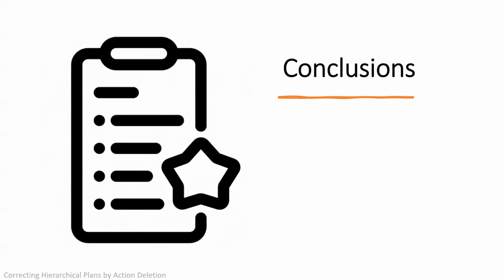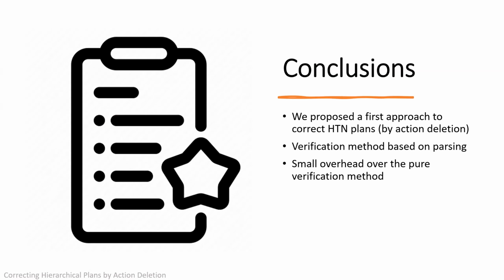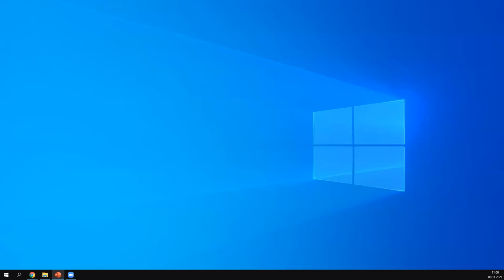Okay, I'm going to go very quickly over to the conclusion because I believe I'm a little bit over time. So what we did is we proposed the first approach to correct HTN plans by action deletion. We extended our verification method based on parsing, and we made sure that it has a small overhead, assuming that the verification also does all the work to do the decomposition structure. And the next step is action addition, and then a combination of action addition and action deletion. So let me know if you have any questions.